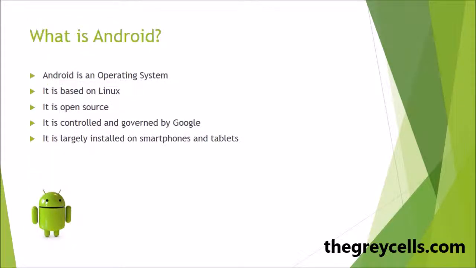What is Android? Android is an operating system. It is based on Linux. It is open source. It is controlled and governed by Google. It is largely installed on smartphones and tablets.